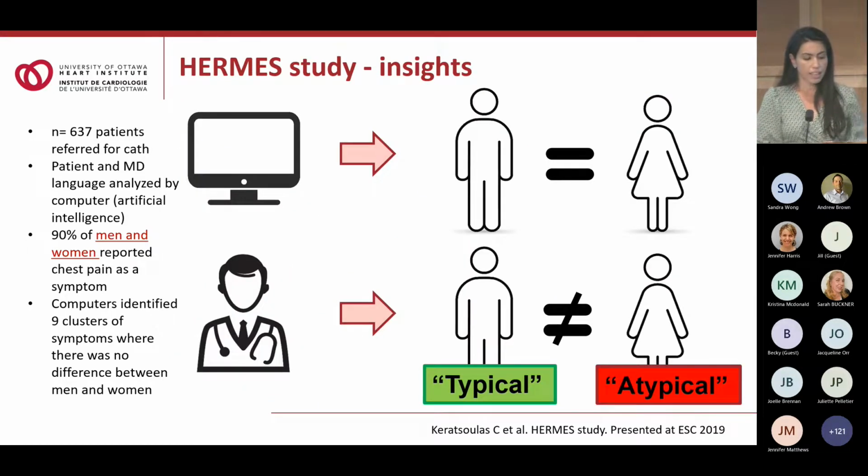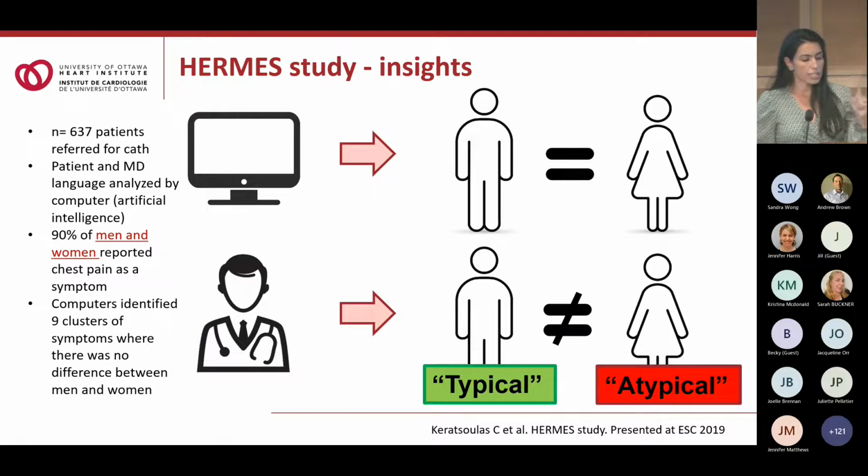And here's a study that was always a great eye opener to me when I saw it presented at the ESC a few years ago. It really addresses this issue of typical and atypical. This was the Hermes study, a study of patients referred to the cath lab. Most people referred to the cath lab either have chest pain or are having a heart attack. What they did is record the conversation of the patient with the doctor, analyze that conversation through natural language processing, and put it in a computer with artificial intelligence for the computer to interpret the conversation.